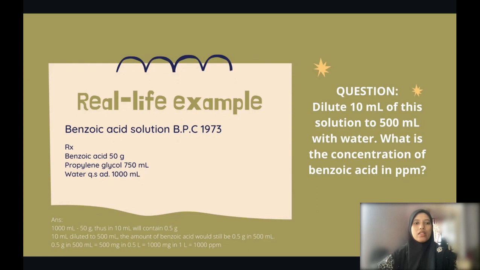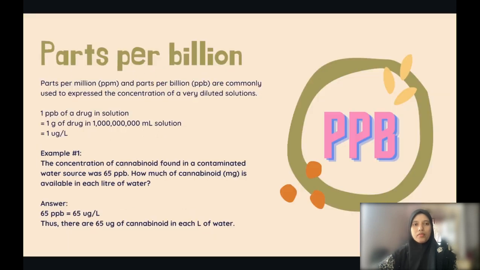So now, in each 1 liter there should be 1000 milligram. 1000 milligram in 1 liter means it's 1000 ppm. So that's how you can solve the question.